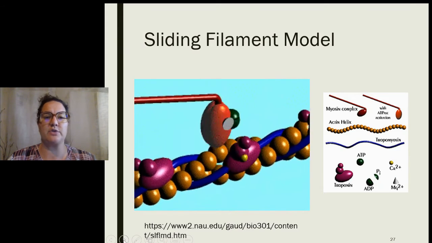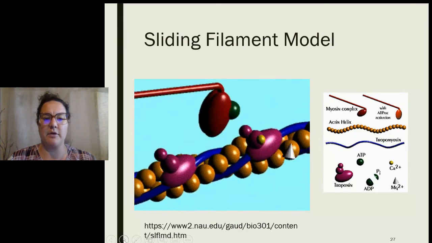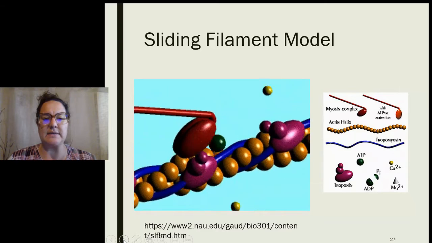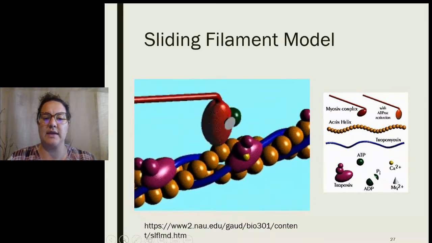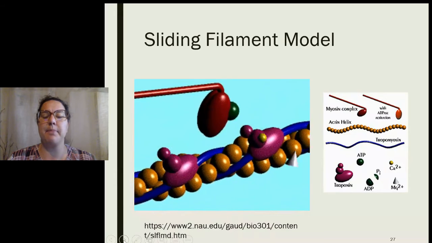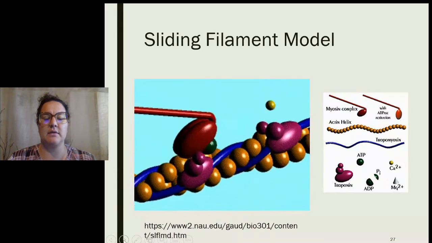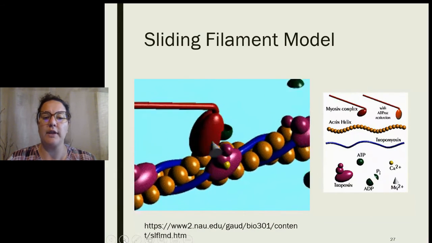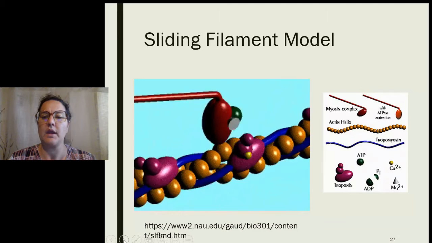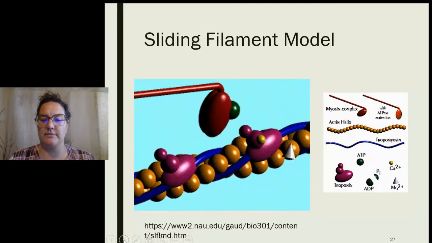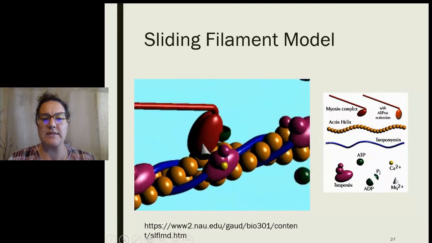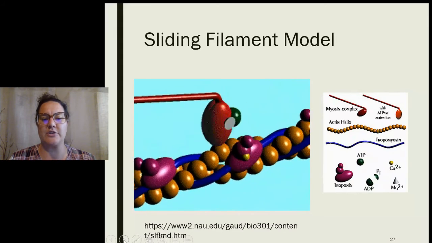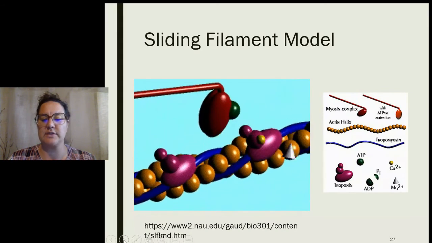Here we have another description of the sliding filament model. We can see calcium is that little yellow ball that's coming in and altering the binding site, allowing the myosin to bind on to the actin myofilament, pulling it along, allowing for muscle contraction. And ATP is that green ball that is being used up with every single contraction. This is why muscle contractions use energy.